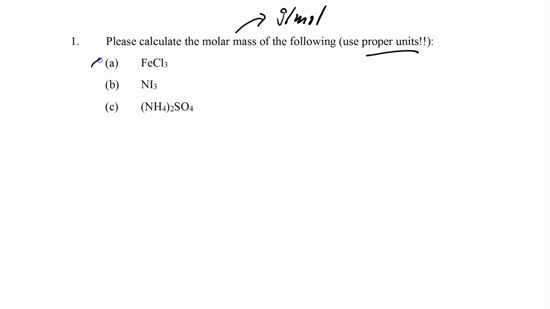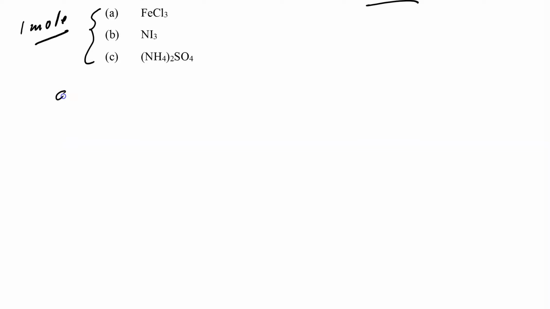So that means we're going to make an assumption here that we have 1 mole of each of these compounds. Therefore, we have the designated number of atoms of each element in 1 mole of the compound. Let's start and do this in order. We're going to start first with iron 3 chloride, FeCl3. We have 2 elements in this compound, iron and chlorine.